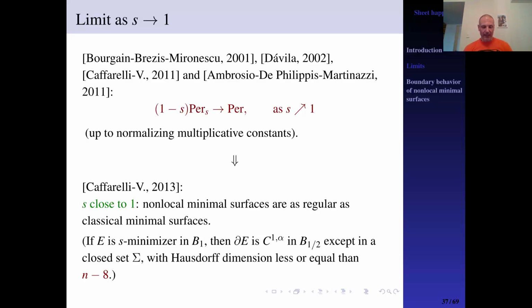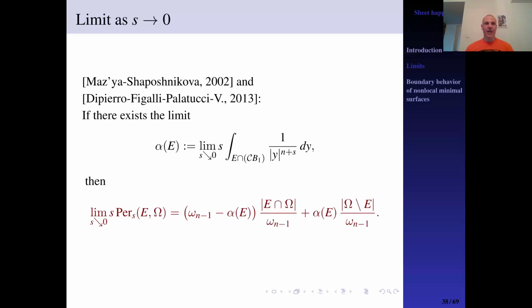So we know regularity in dimension 2, we know regularity up to dimension 7, provided that S is close to 1. But we don't have counterexamples. And the other cases, I would say, are quite open. I think that understanding, proving or disproving regularity of non-local minimal surfaces is one of the major problems in the current research.